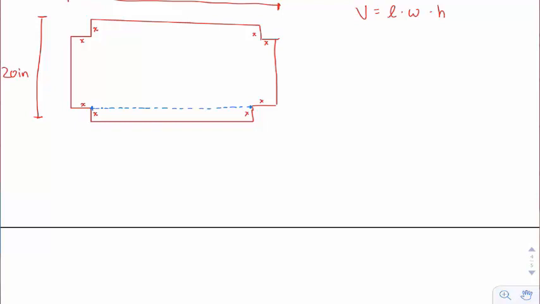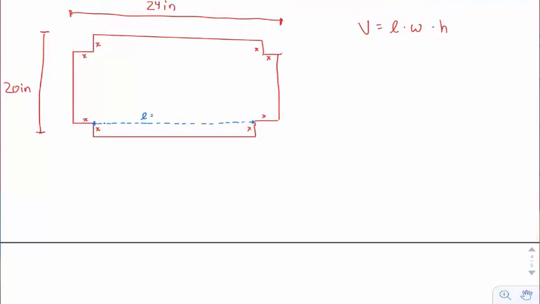So this is your length, and your length we want to write in terms of x. We want to write everything in terms of x. So your length was 24 inches, but we've taken away this and this from that 24. So it's now going to be 24 minus 2x. That's your length. Your width, it was 20 inches, but we've taken away, again, 2 x's. So it's going to be 20 minus 2x. So that's going to be your length and your width.